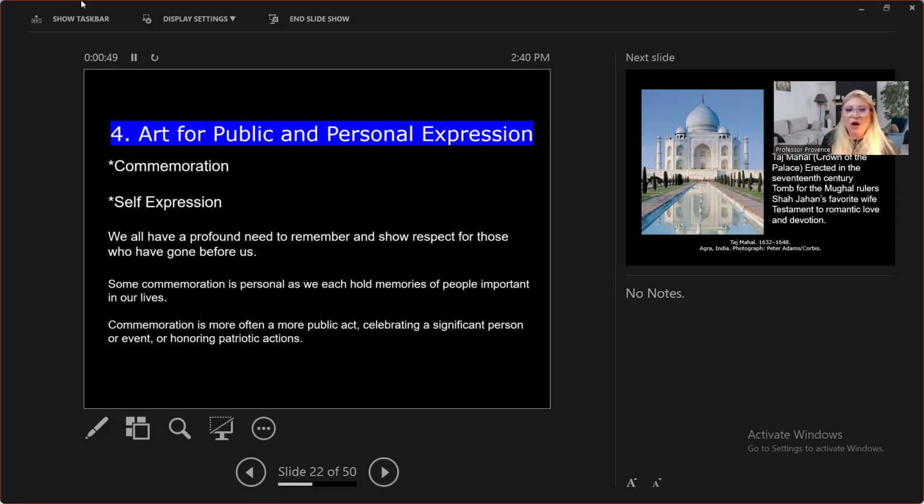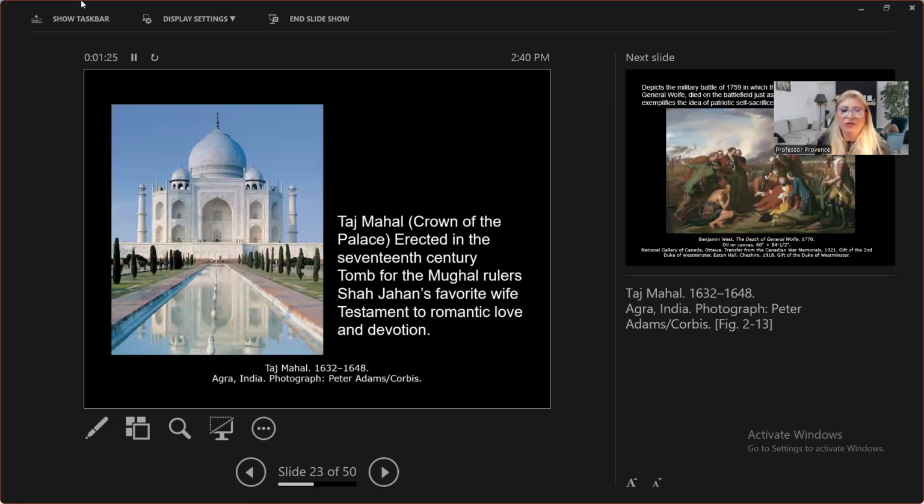Doesn't necessarily commemorate anything, and maybe it's not even used for public viewing. Maybe it's a personal expression, right? But we all have a profound need to remember and show respect for those that have gone before us. That's where commemoration comes in, because it holds the memories of those people that were important to us in our lives. And again, when I say personal to us, it could also mean patriotic. It could mean local, regional, or even global, right?